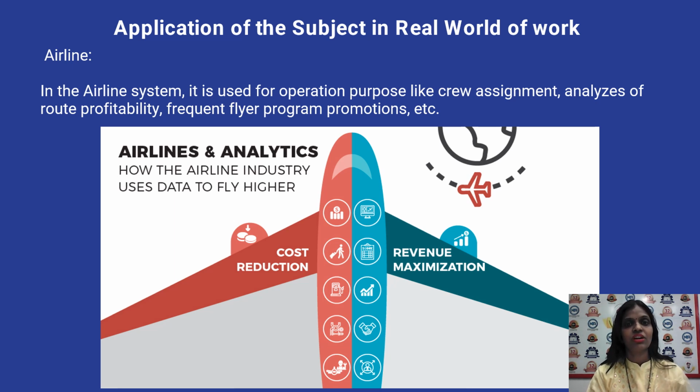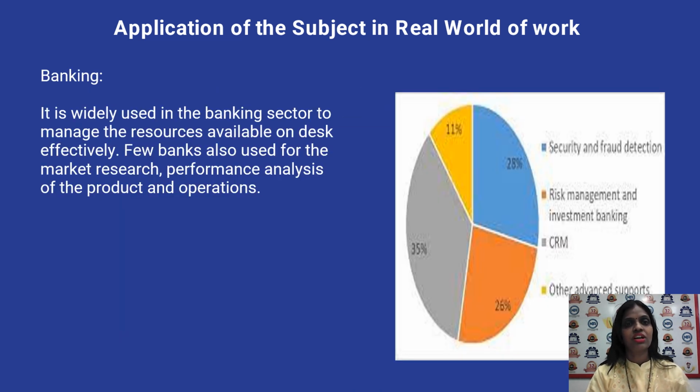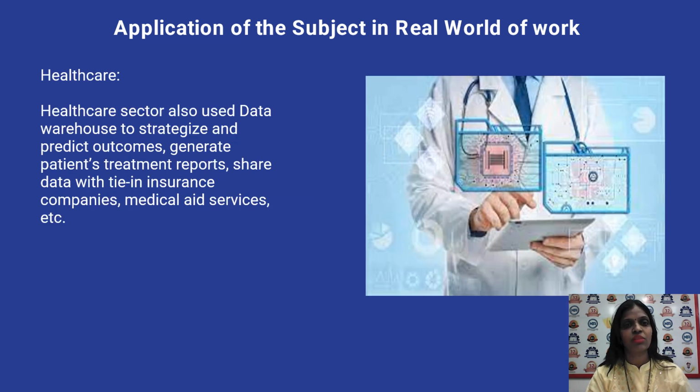In the airline system, it is used for operational purposes like crew assignment, analysis of route profitability, frequent flyer program, promotions, etc. Next is the banking application. In banking also, the data warehouse is mostly useful. It is widely used in banking to manage the resources available on desks effectively. Few banks also use it for market research, performance analysis of the product and operation. The most important operation in banking is fraud detection and security purposes.